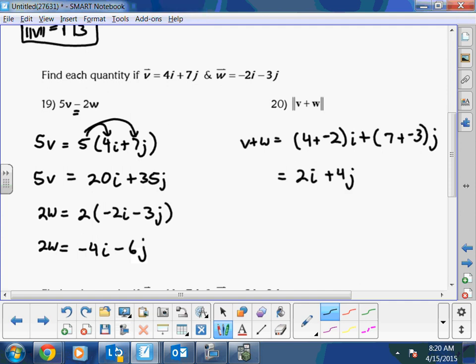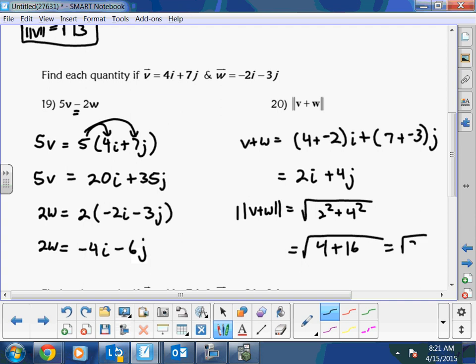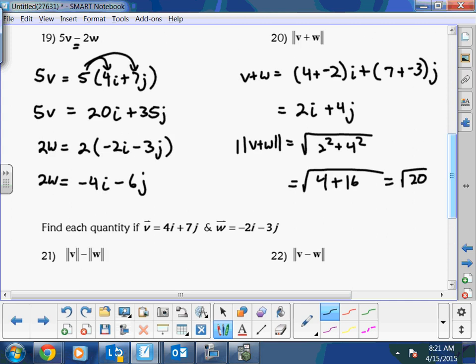Let's take the magnitude of that. The magnitude of V plus W is now going to be 2 squared plus 4 squared. So it's 4 plus 16, which means we get the square root of 20. You can simplify this a little further, because remember, you could break up 20 into 4 times 5, and then this is 2 square root of 5. So that's the magnitude of V plus W. All right, great. Let's move on.